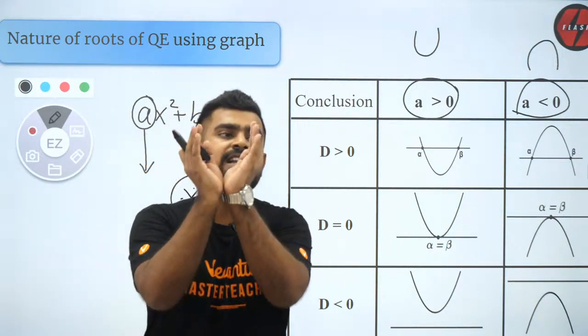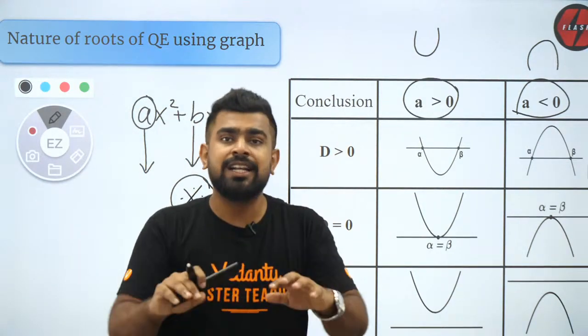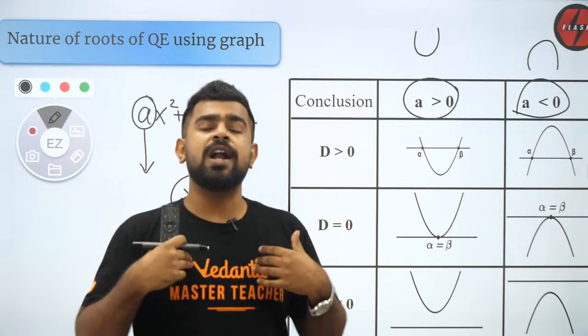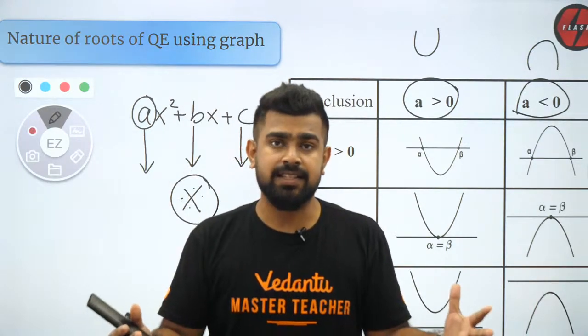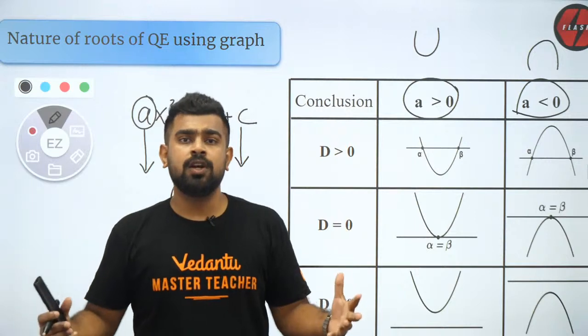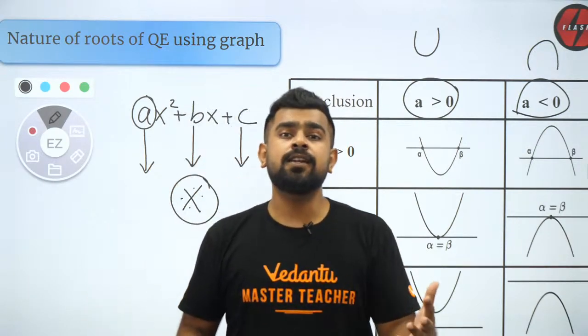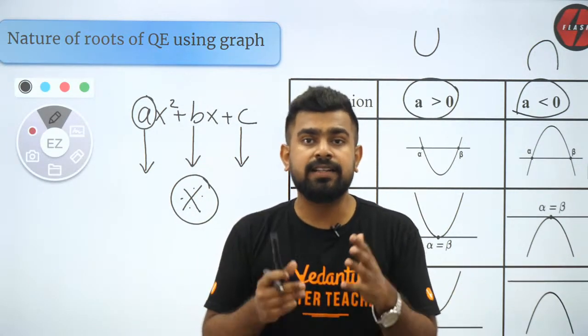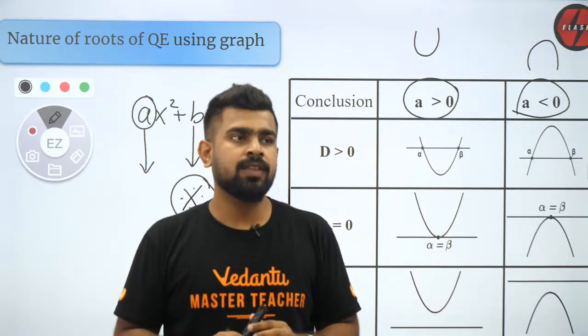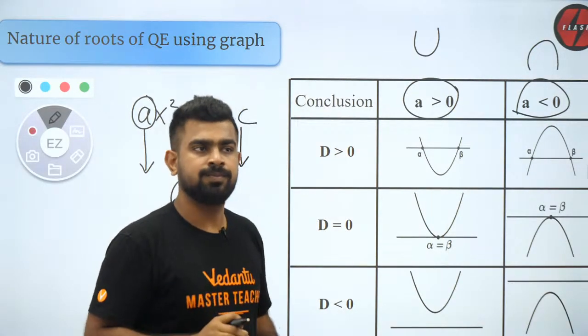Now, just knowing it is upward or downward is not everything. I want to understand how many roots it has. And when I say roots, what do I mean? I mean the places where my graph cuts the x-axis. Are you guys able to follow?